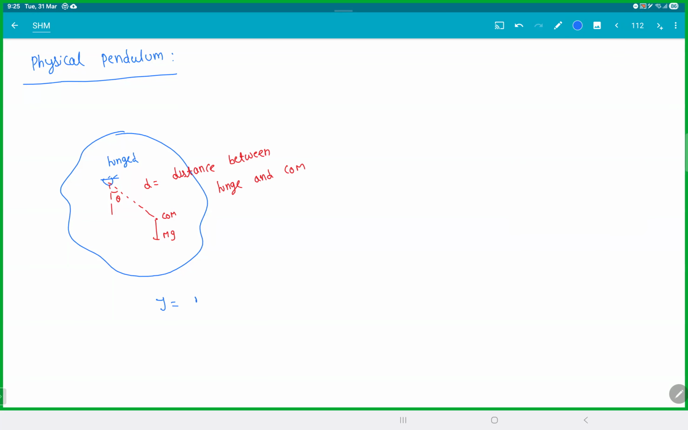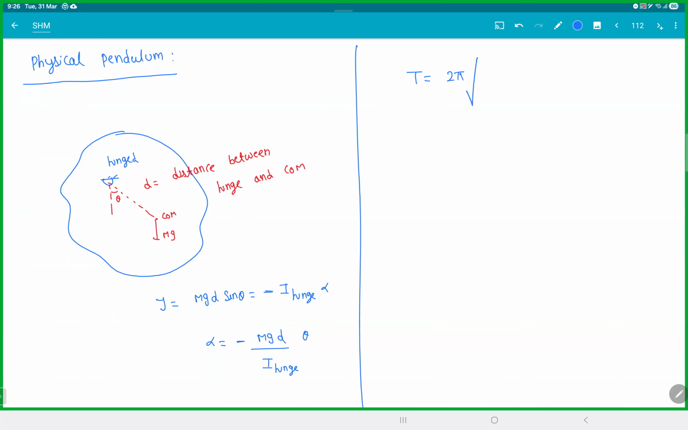We get torque is equal to mg d sine theta, which is equal to minus I hinge alpha. So for small angles, it will become mgd by I hinge theta. Therefore, the time period is 2 pi root over I about the hinge by mgd.